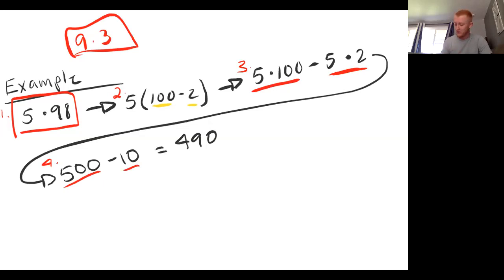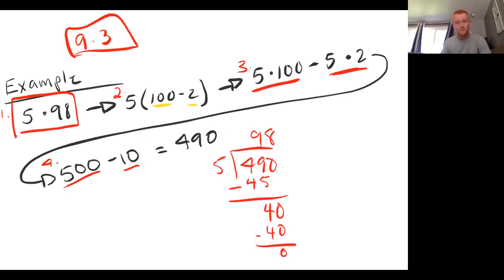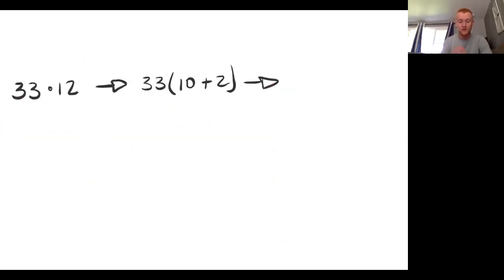If we wanted to, we can say 490 divided by 5 and just work backwards to figure out that it is, in fact, 98. Okay. So what I'd like to do is look at the next row and then the row after that and work through that to give you an idea and some insight into what the distributive property is.